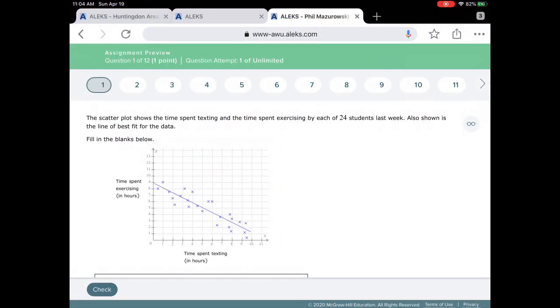So let's go ahead and take a look at some of the types of examples that you will see on your ALEKS assignment. So this first one is a scatter plot that shows the time spent texting and the time spent exercising by each of 24 students last week. So just, once again, 2 variables we're talking about, time spent texting and time spent exercising. And as you can imagine, the more time you spend texting, the less time you have to exercise. So that's why we have a negative correlation here. But let's go ahead and look at the questions here.